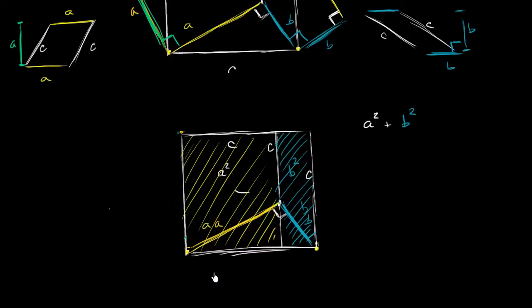Well, what's this going to be in terms of C? We know that this entire thing is a C by C square. So the area in terms of C is just C squared. So A squared plus B squared is equal to C squared. And we have once again proven the Pythagorean theorem.